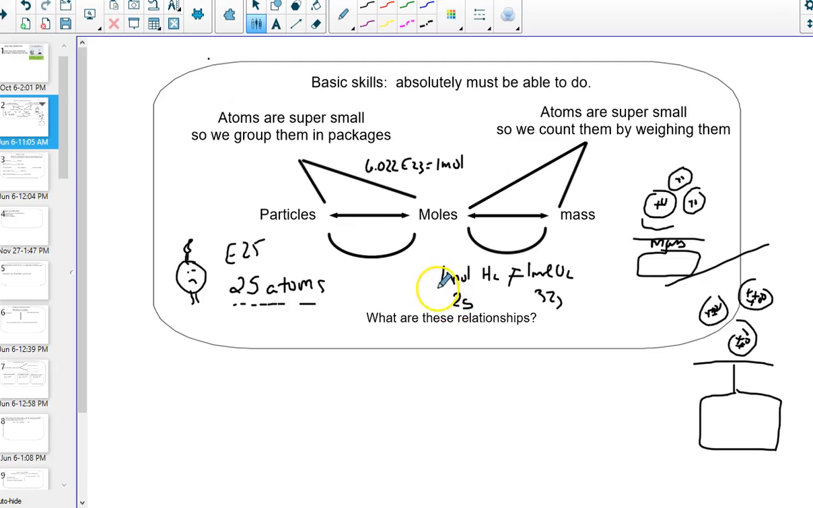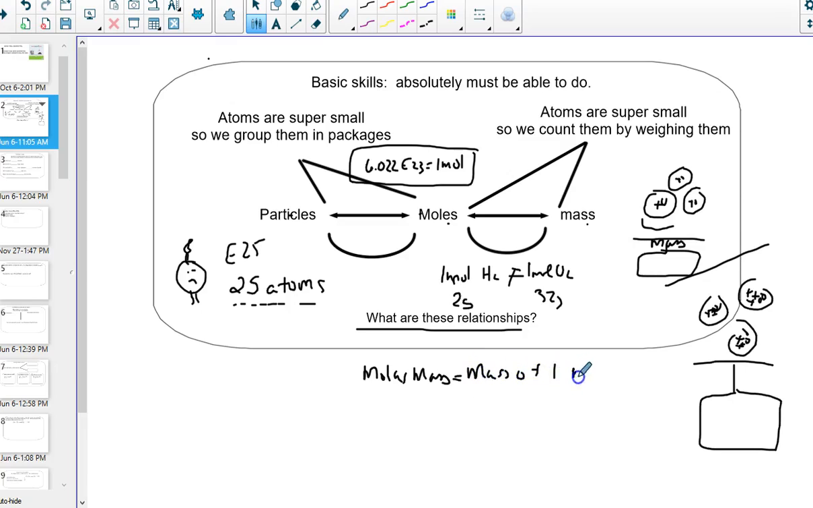So in this situation, our relationships for these are, first of all, from here to here is just this guy. Okay. For moles to mass, we're using the molar mass. The molar mass is the mass of 1 mole. Alright, and on this next page, let's just show how this is calculated quickly.